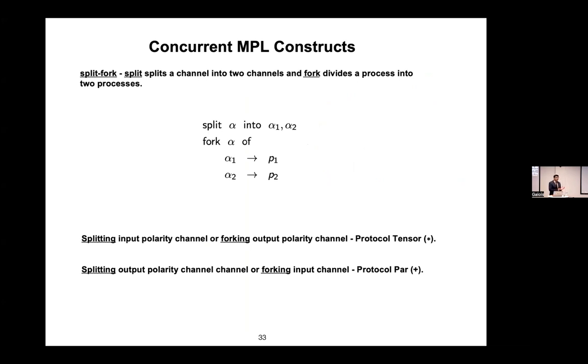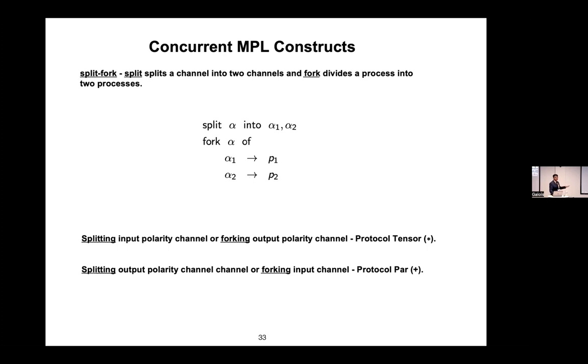And in concurrency, sometimes you want to have a process and fork it into two processes. So what happens to the channel that was attached to that process? That channel also has to be forked, right? So split allows us to split a channel into two channels, alpha into alpha 1 and alpha 2. And fork can then attach a process P1 to alpha 1 and process P2 to alpha 2. So split and fork will always come in pair.